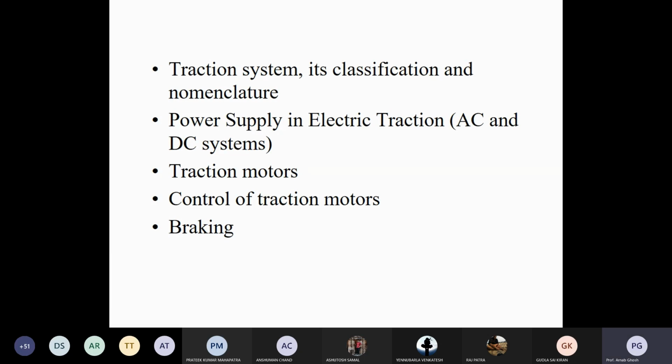The rating of the traction motor, different sizes and ratings, different types of the traction motor. It may be a DC series motor. Initially it was the DC series motor, but right now for large motor drives for the locomotives, normally you are using induction drives.